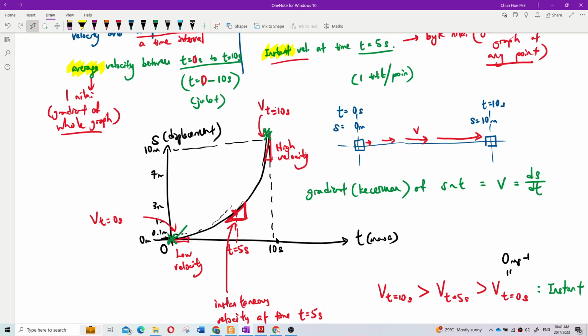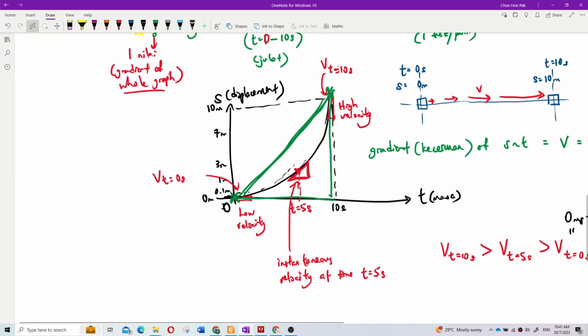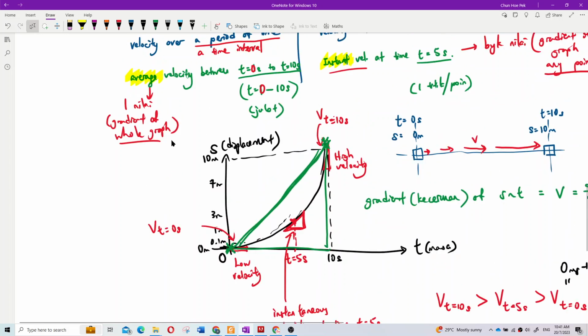Saya buat satu garis lurus ke sana. Ambillah kecuraman triangle ini. Ambillah kecuraman ini.